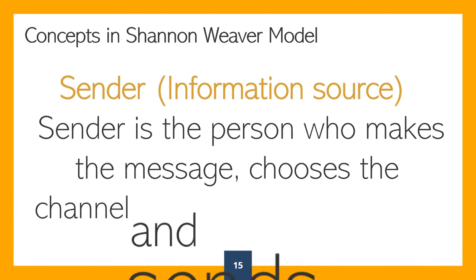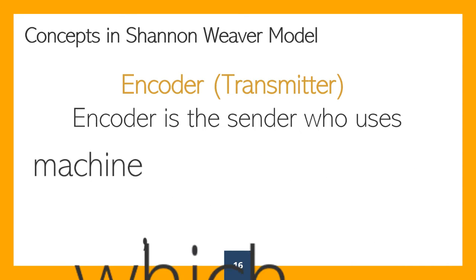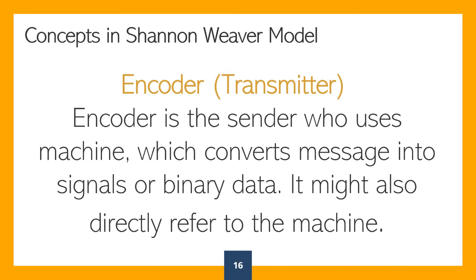The following are the concepts in Shannon-Weaver model. We have the sender or the information source. The sender is the person who makes the message, chooses the channel, and sends the message. Another, we have the encoder or transmitter. The encoder is the sender who uses machine which converts messages into signals or binary data. It might also directly refer to the machine.